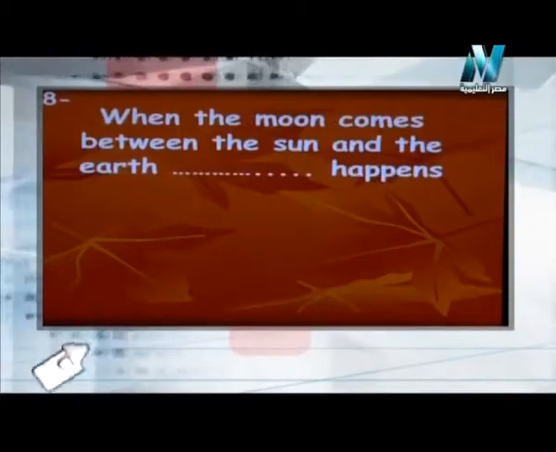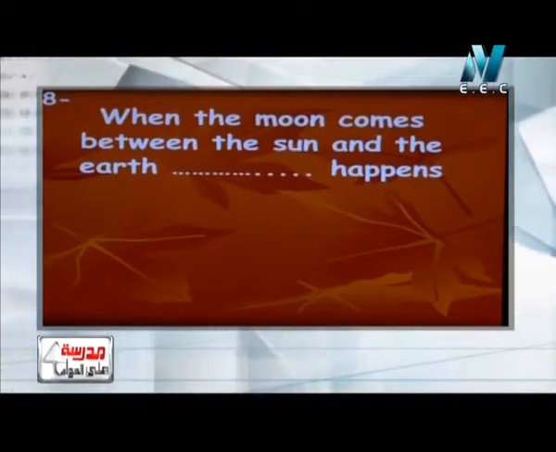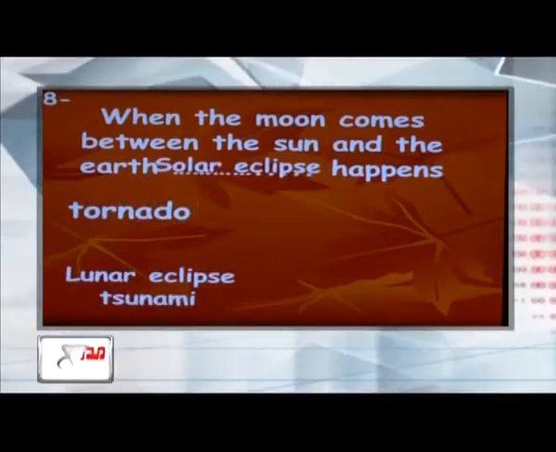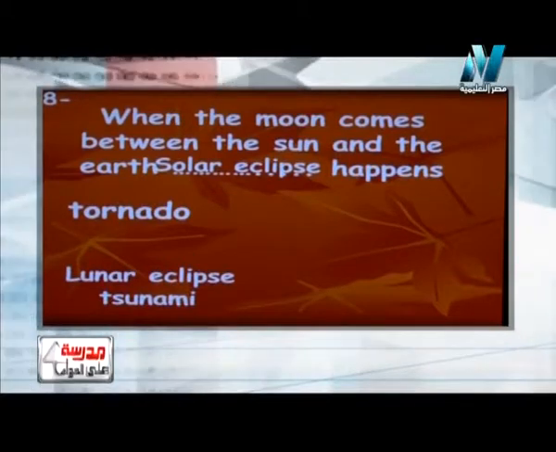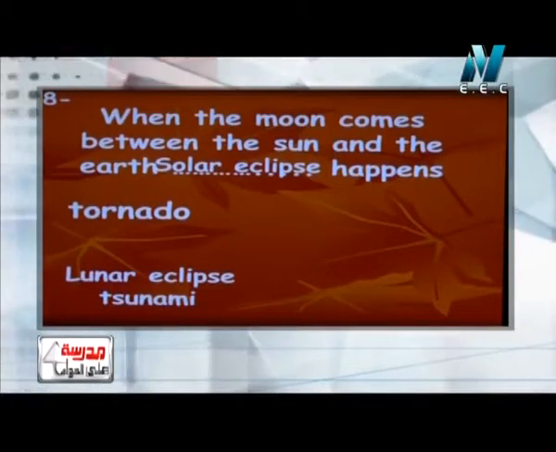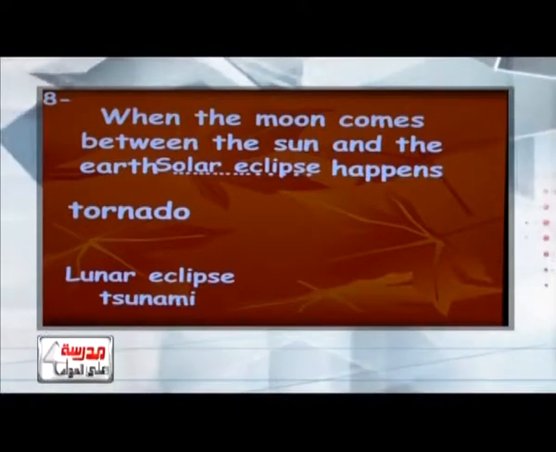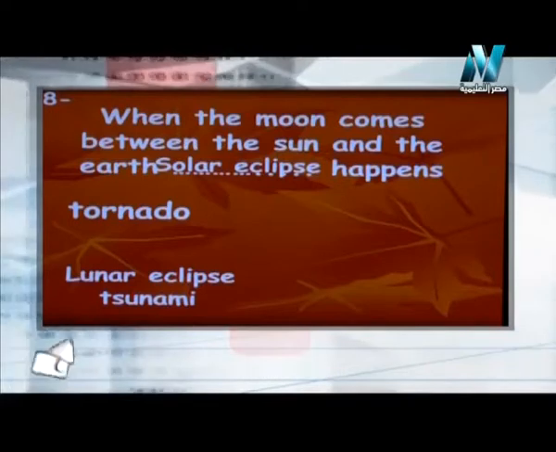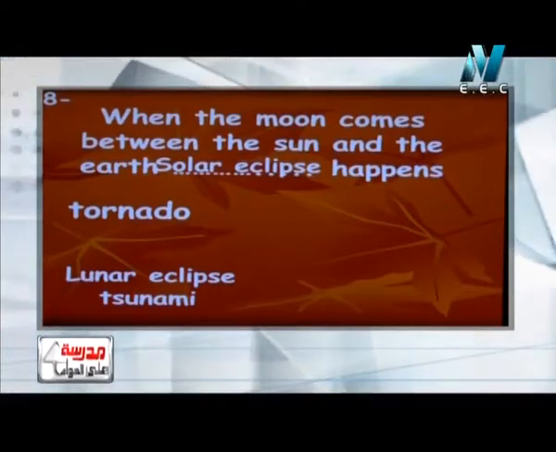Another question says that when the moon comes between the sun and the earth, what happens? Surely the solar eclipse happens. What happens if the earth comes between the moon and the sun? It will cause a lunar eclipse. Again, when the moon comes between the sun and the earth, it causes a solar eclipse, and if the earth is in the middle, it causes a lunar eclipse.